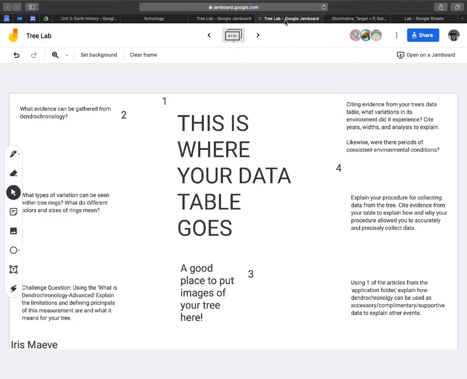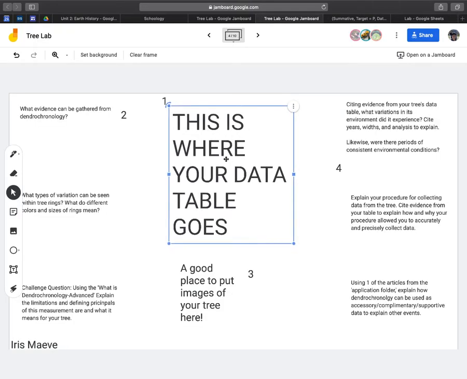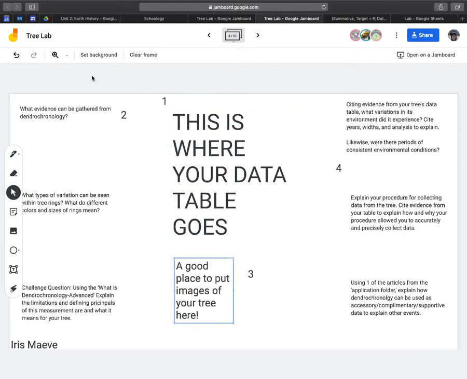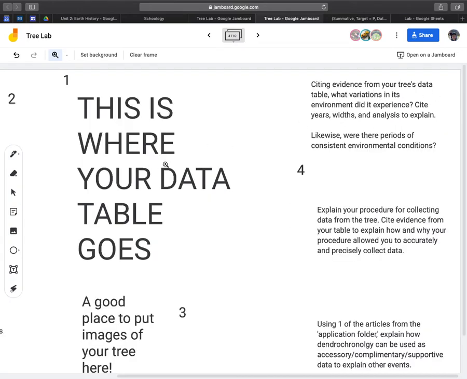You're going to put your data table finished here, or graphs as well. You might put some images of your trees here as well. And then you're going to go into the analysis questions. So the first is going to be simply just citing evidence from your data table to tell me variations in the environment that it experienced. Really think about citing years, widths, and analysis to explain your answers. You also might want to talk about periods of consistent environmental conditions. How do you know the tree experienced a few years where things were pretty much the same?